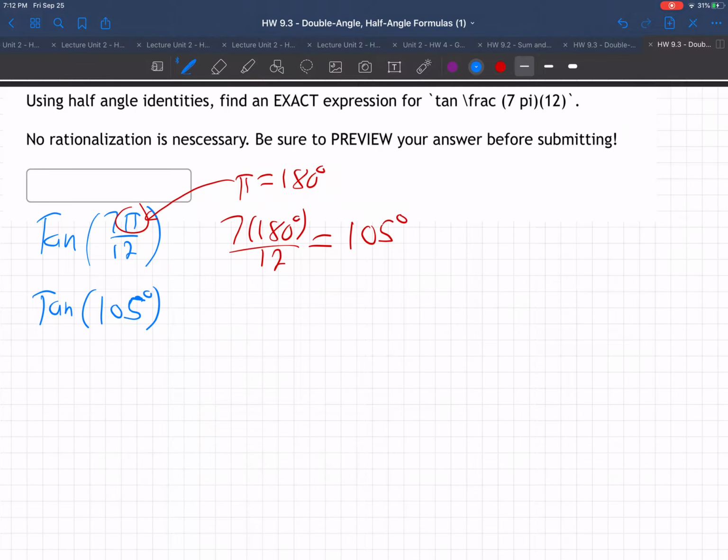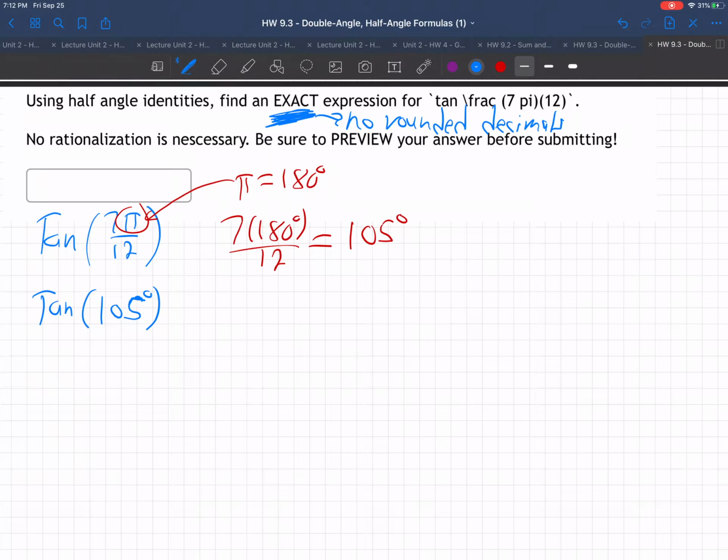Now, they want an exact expression. So that means no rounded decimals, right? I can't just take my calculator and hit tangent of 105 right now. You could, but you get a decimal that goes forever, so you'd have to round it, and as soon as you round it, it's not exact anymore. So when they say exact, you can't have a rounded decimal. What are we going to do?